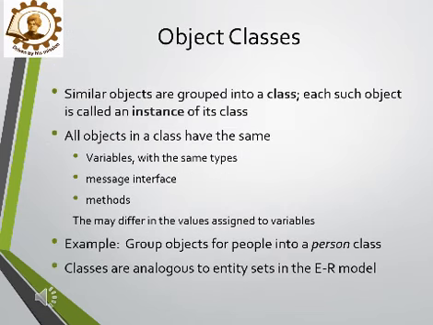Similar objects are grouped into classes. Just like entity sets in the ER model, a class defines the blueprint: the variables, message interface, and methods. All instances of the class follow this blueprint. As an example, we could have a person class and group all individual person objects under it.